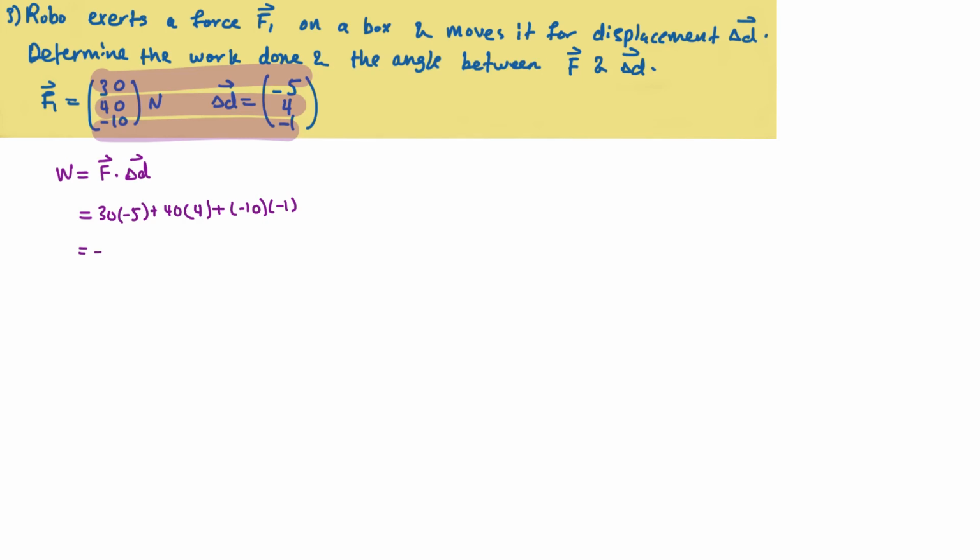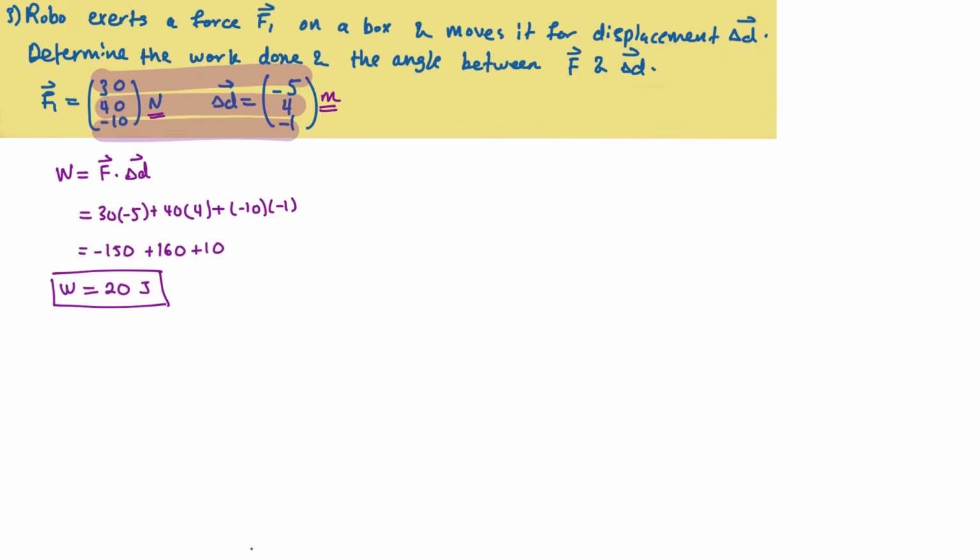This is going to equal -150 plus 160 plus 10. Now the first two, -150 plus 160 is 10, and plus 10 will give me 20. And since my force unit here is Newton, and let's say displacement is meters, I forgot to include the unit, my final unit here is going to be in joules. And work has no direction. Whenever you get a dot product of two vectors, you always get a scalar value with no direction.